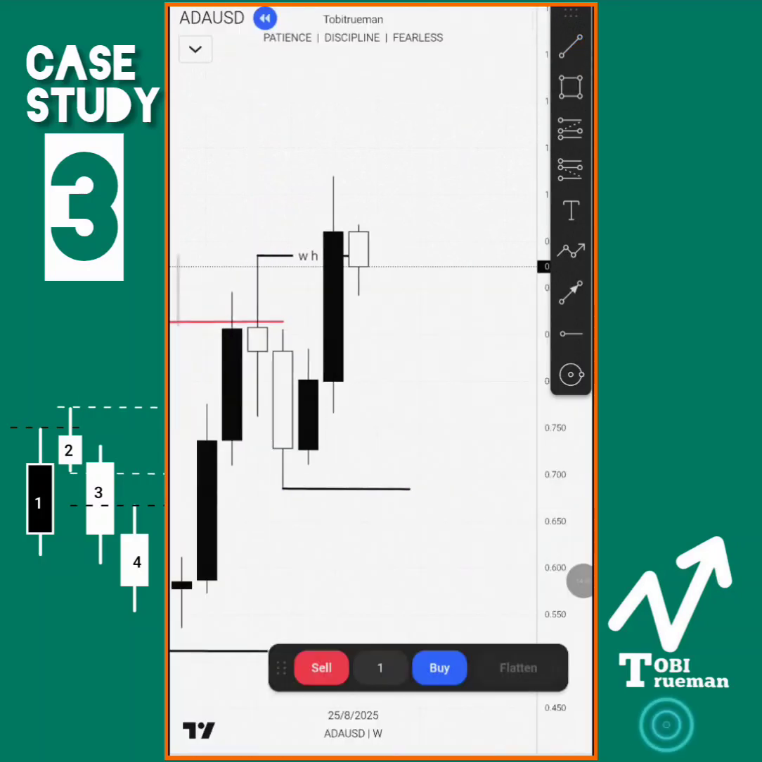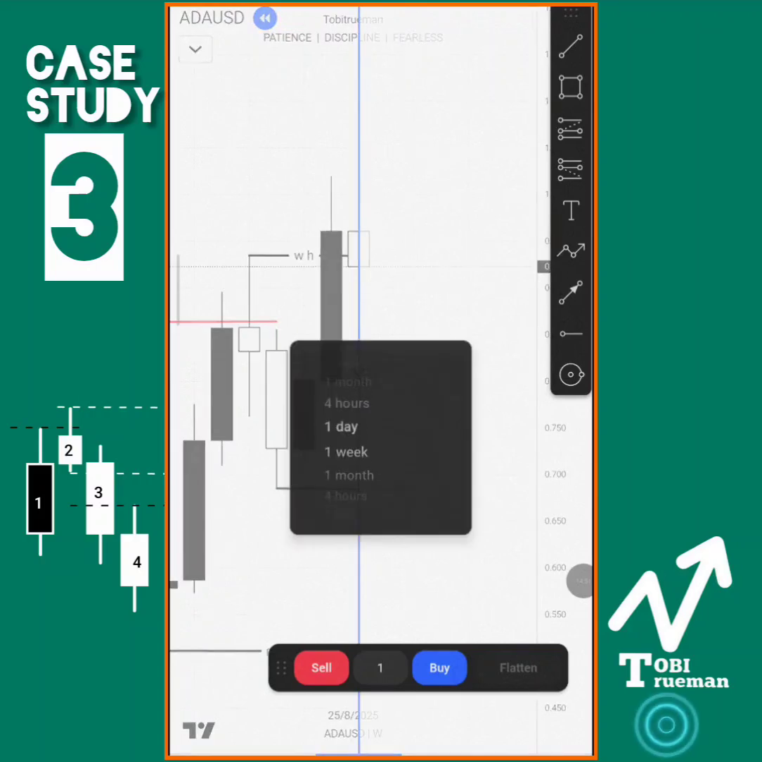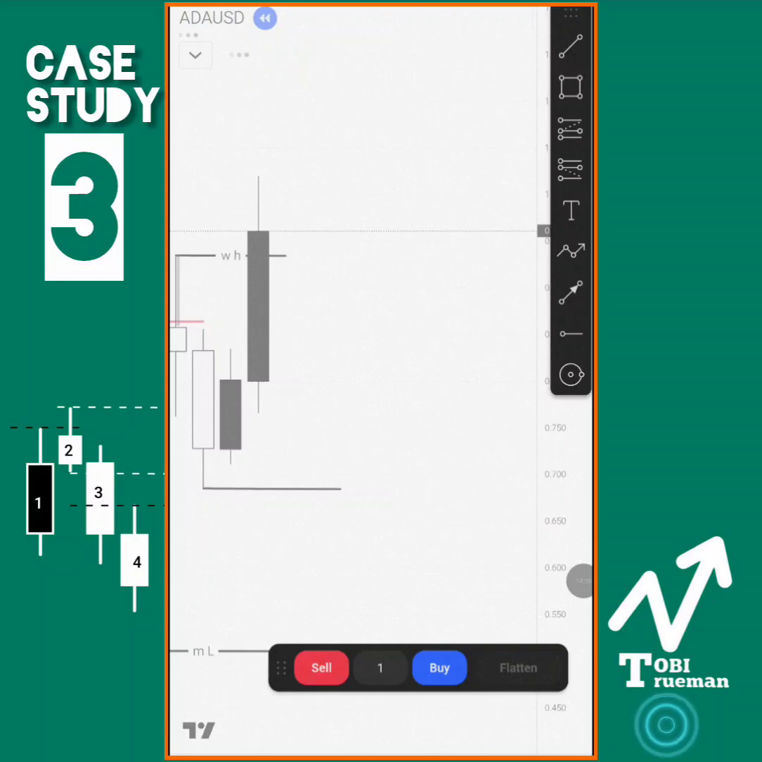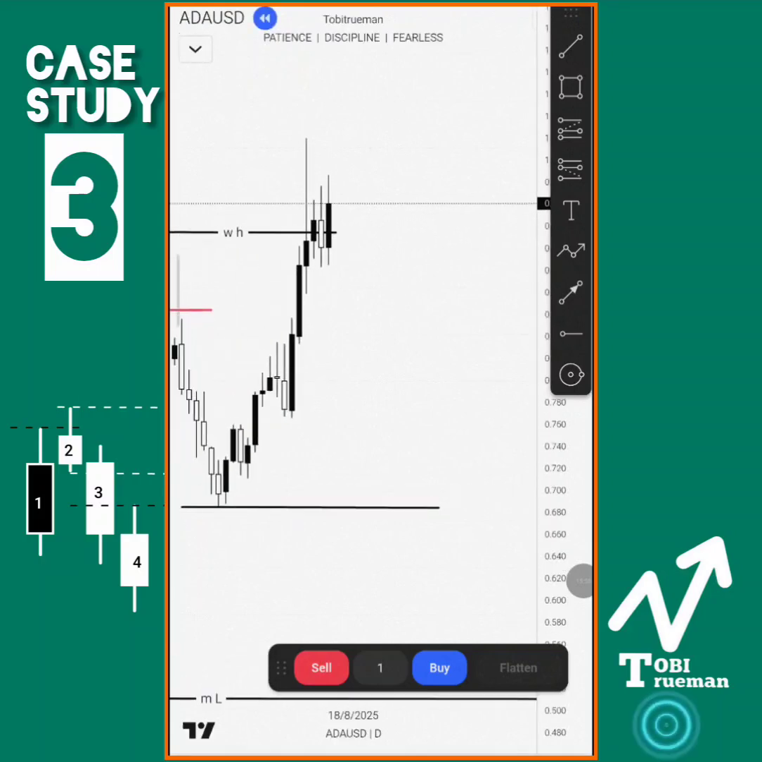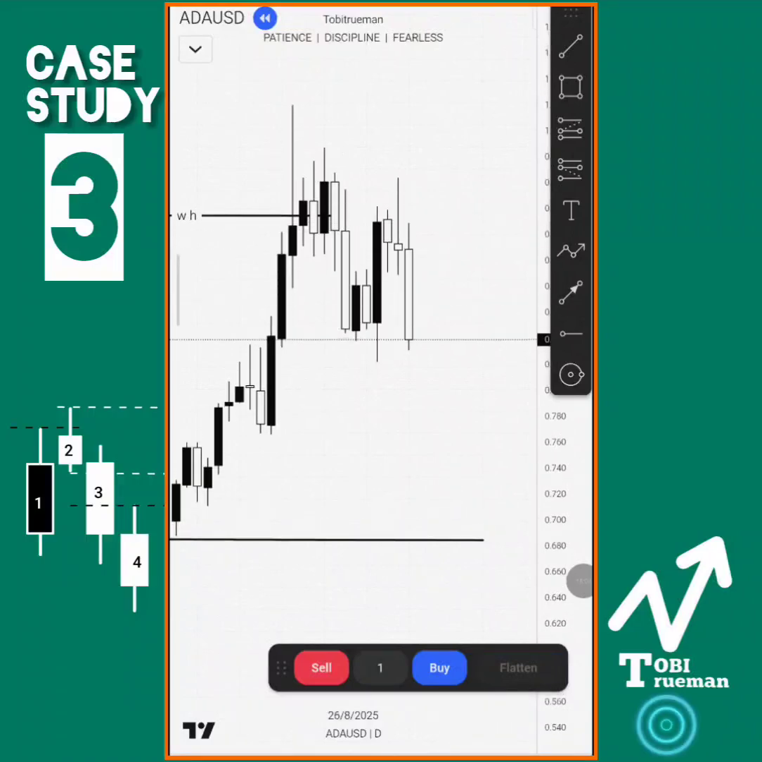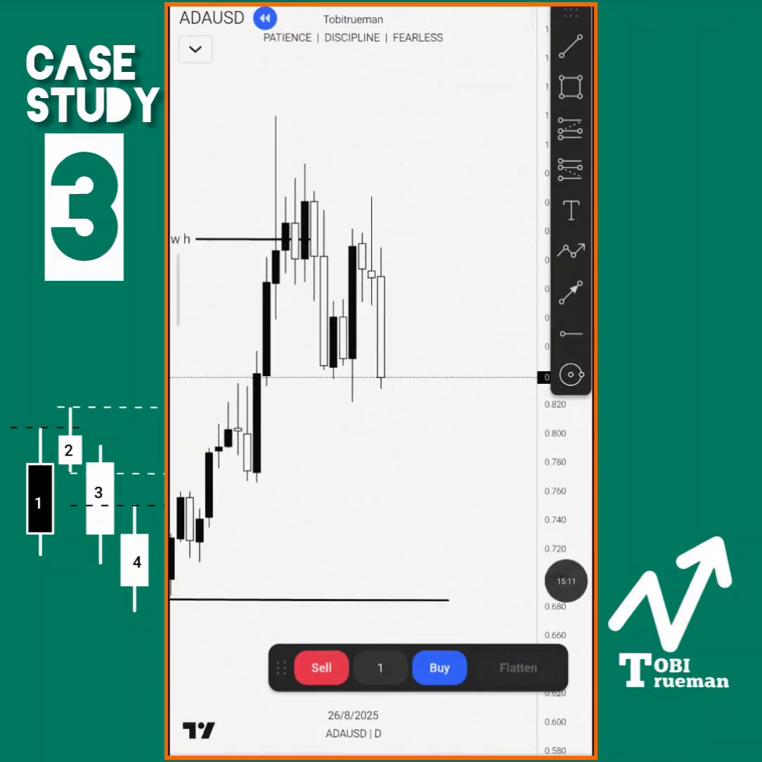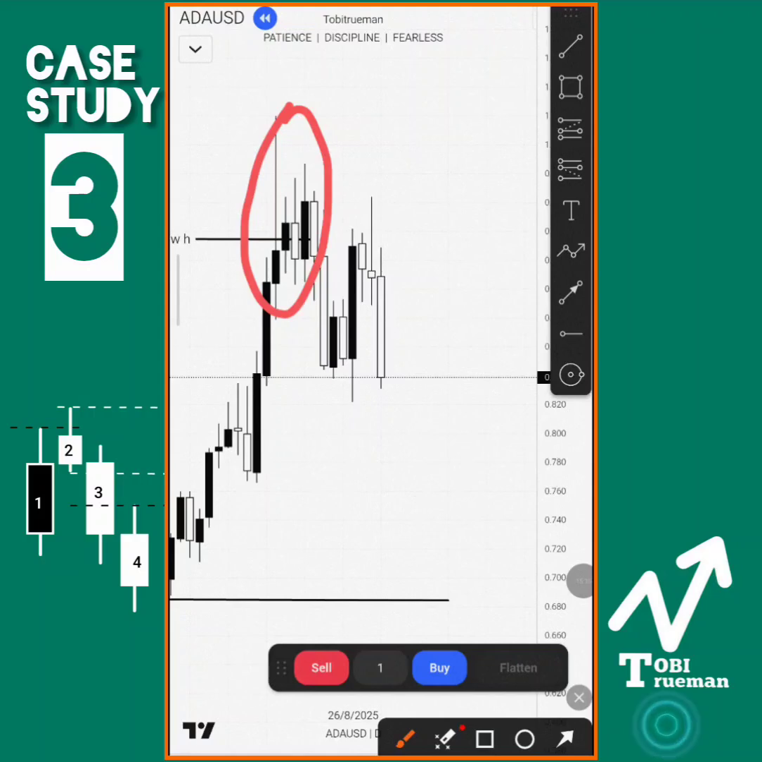Since we have this type of formation, we then go to our daily time frame and see if we meet our reversal on the daily. So we are still looking for our reversal on the daily. Let's see if we'll see something like that. Usually in this place we are looking for our reversal, but we did not see our type of candlestick formation.